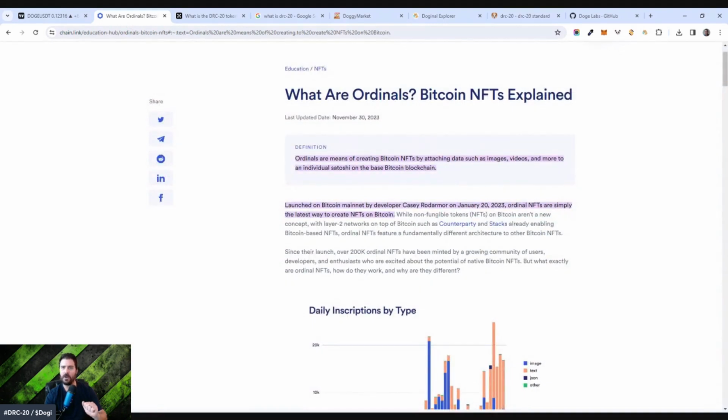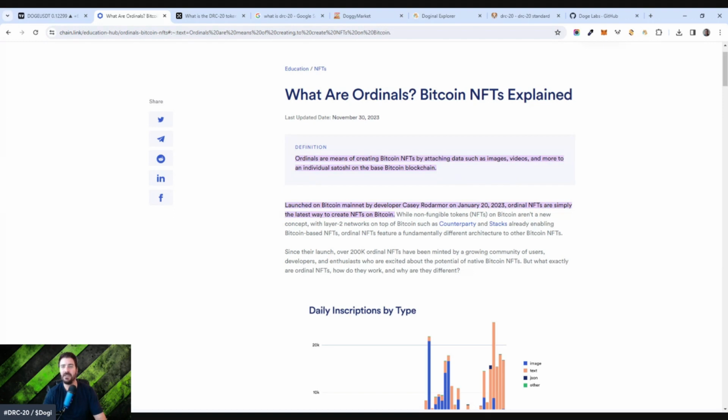Let's jump over to ordinals, okay? What are ordinals? Bitcoin NFTs explained. Ordinals are means of creating Bitcoin NFTs by attaching data such as images, videos, and more on an individual Satoshi on the base of the Bitcoin blockchain. So it's basically a way to attach information to the blockchain through what are called inscriptions. So you can inscribe information on the blockchain and then retrieve it later as if it was natively on the blockchain. So it doesn't natively originate from the blockchain, but is inscribed on the blockchain and can be retrieved later.